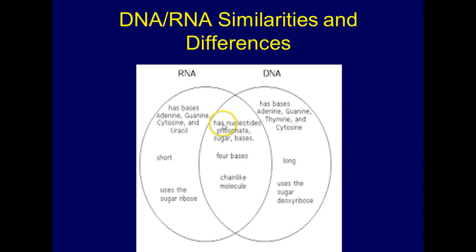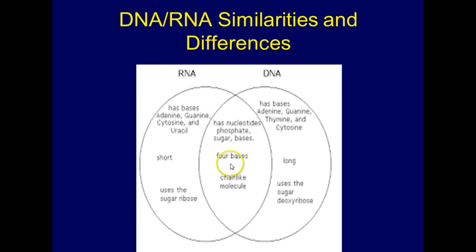Each has nucleotides, meaning a phosphate, a 5-carbon sugar, and a nitrogen base. Now, it's worth introducing right now that the 5-carbon sugars are different. Ribose is the 5-carbon sugar in RNA, and deoxyribose is the 5-carbon sugar in DNA. So it might be worth writing that down right now. Both of them have 4 bases. They're not the same 4 bases, but they do have 4 nitrogen bases. It might be worth writing that RNA is adenine, guanine, cytosine, and uracil, where DNA is adenine, guanine, cytosine, and thymine.